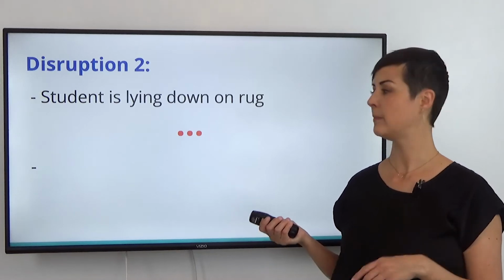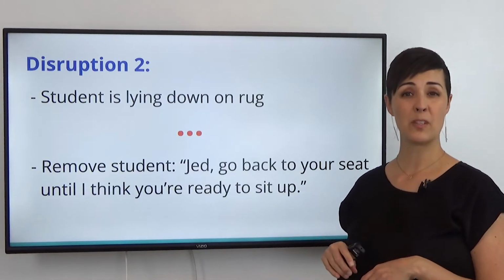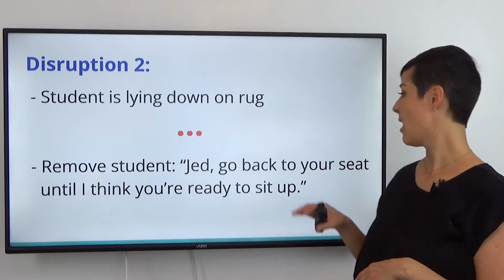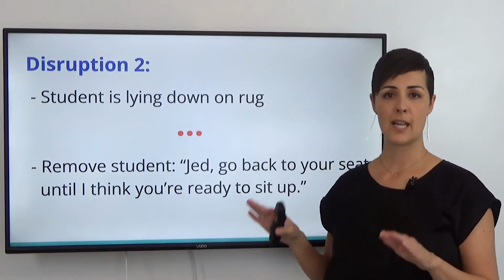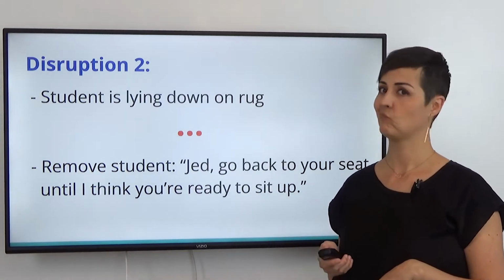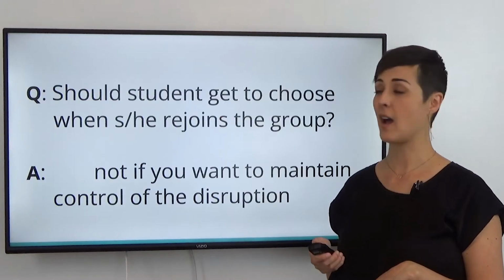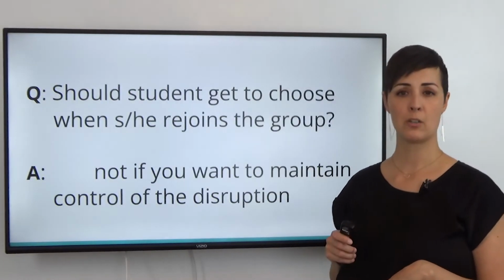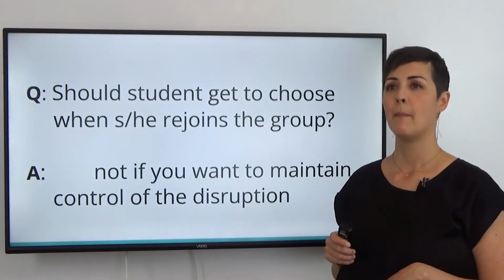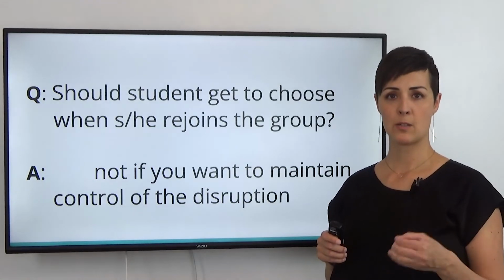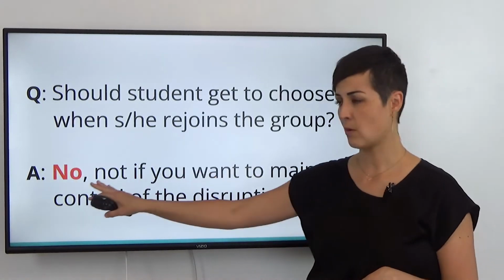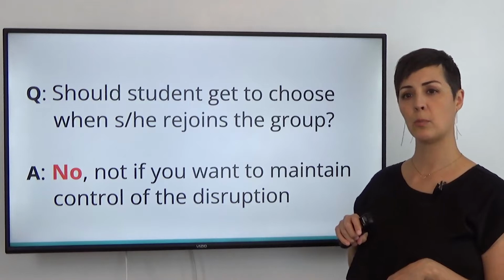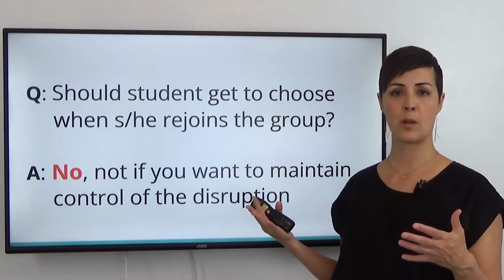What do you do? Possibly you remove the student and say something like, Jed, I'm going to have you go back to your seat until I think you're ready to sit up. And it might be as simple as that. Should the student get to choose when he or she rejoins the group? My answer, and what I've read in the research, would be that no, you don't have the student choose when to rejoin the group if you want to maintain control of the disruption.